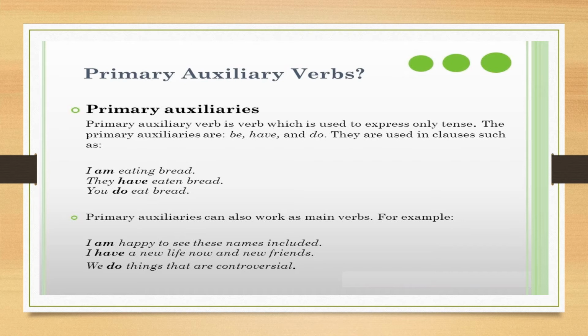So basically, main helping verbs are those verbs which exist in a clause to complete the sentence by helping the main verbs. And they can also exist independently as main verbs, as in sentences like I am happy.